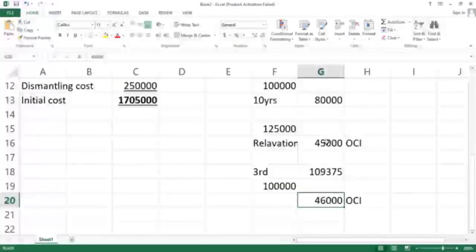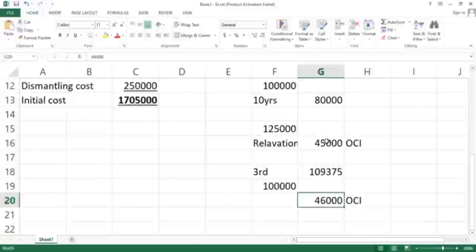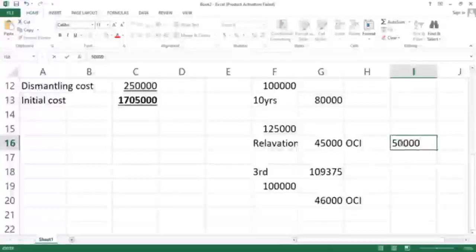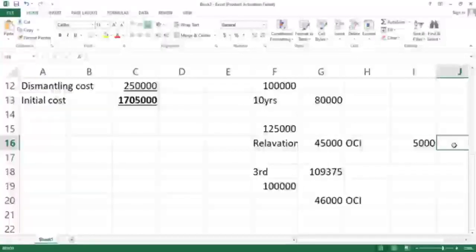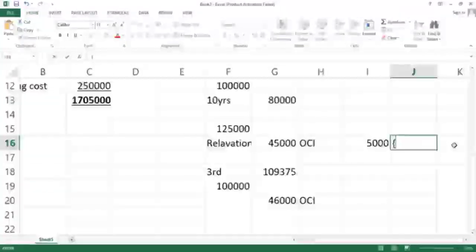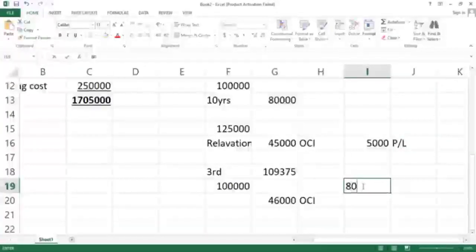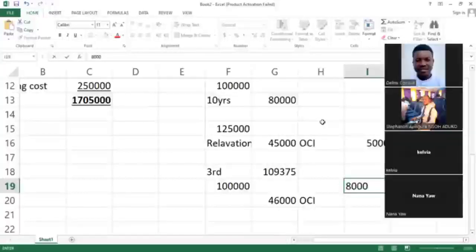Okay. So this is how we do the revaluation. If it is the first time, the gain should go to other comprehensive income. If it is the first time and it is a loss, where would the loss go? To the profit or loss account. So if there's a subsequent gain, what will happen? Let me look at this one. Say there was a loss of 5,000, which goes to profit or loss account. And now we are having a subsequent gain of 8,000. Are we sending all the 8,000 to other comprehensive income, or what are we going to do?